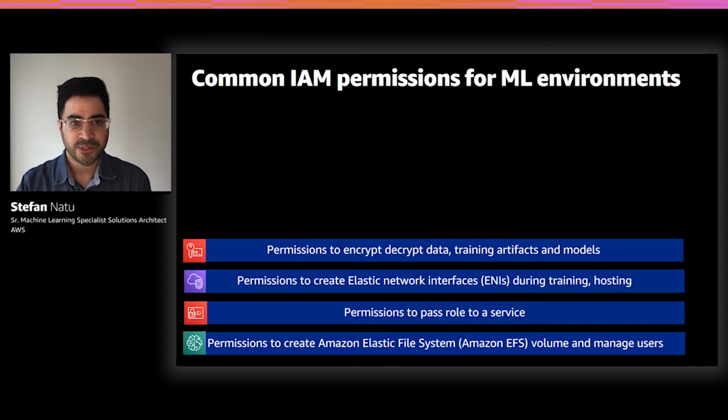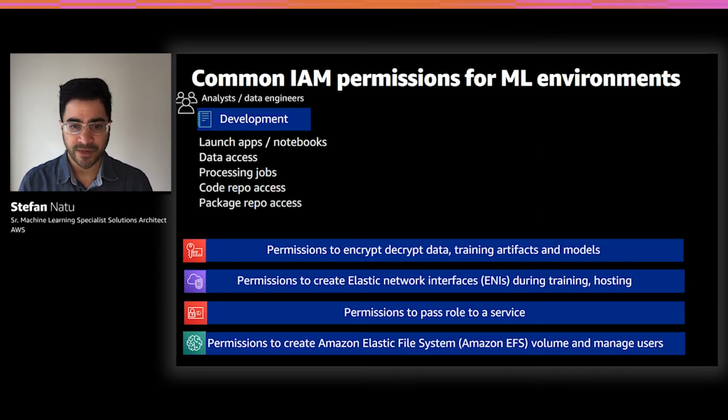So with those base permissions out of the way, now when it comes to the machine learning itself, depending on the role or job function, you might want to allow different permissions. For example, developers who are just using notebooks for some lightweight data exploration need access to be able to launch apps. They can potentially run some lightweight processing jobs. They need access to their data, code, and package repos.